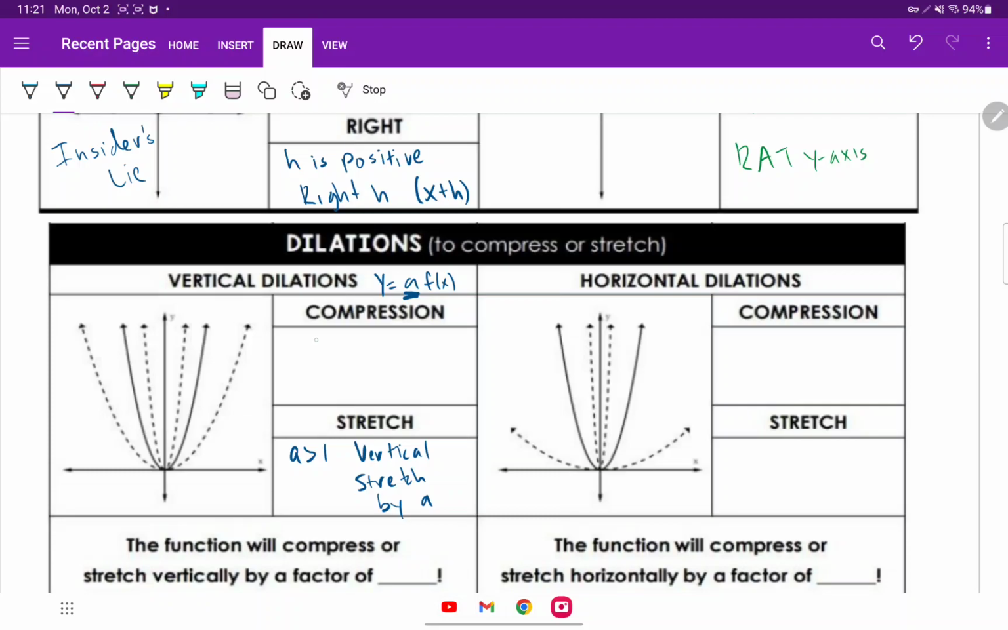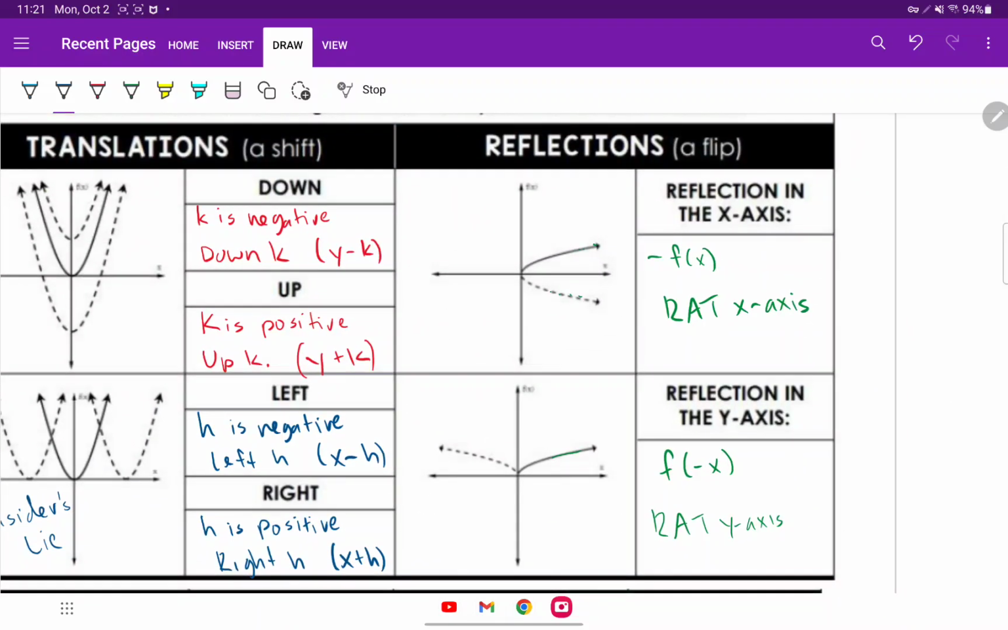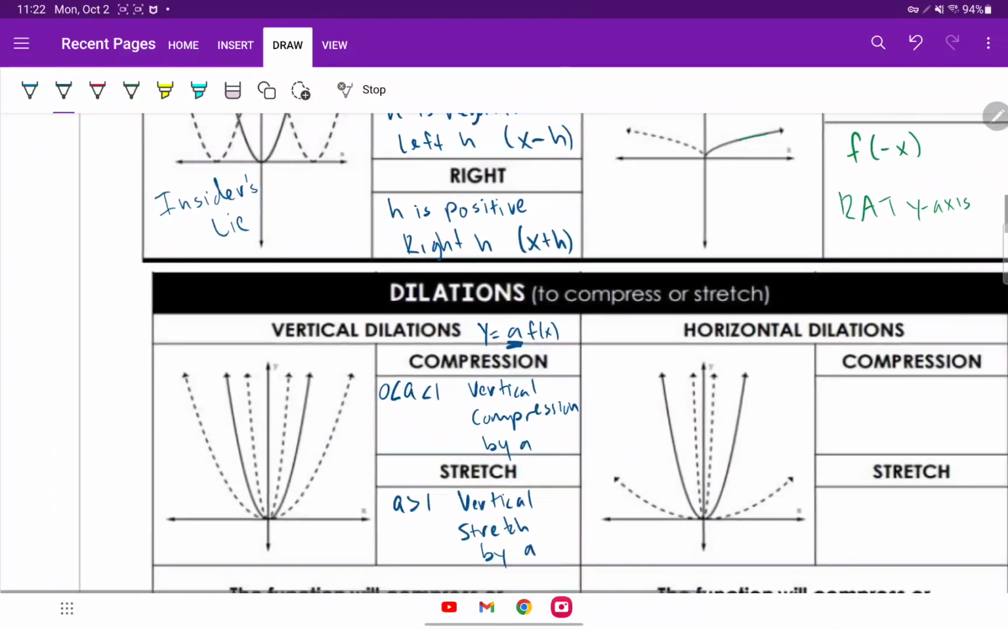And when that number in front of the whole function is less than 1 but greater than 0, that is a vertical compression by a units. Okay, so if it was negative in front, it would be the reflection across the x-axis. But if it's the number where we just look at the number by itself, it's either bigger than 1 or it's between 1 and 0, not included.